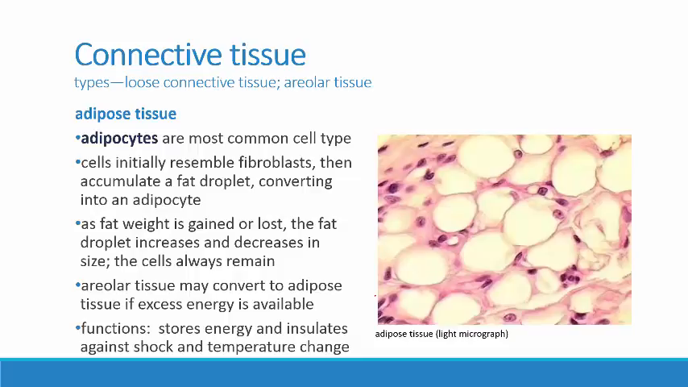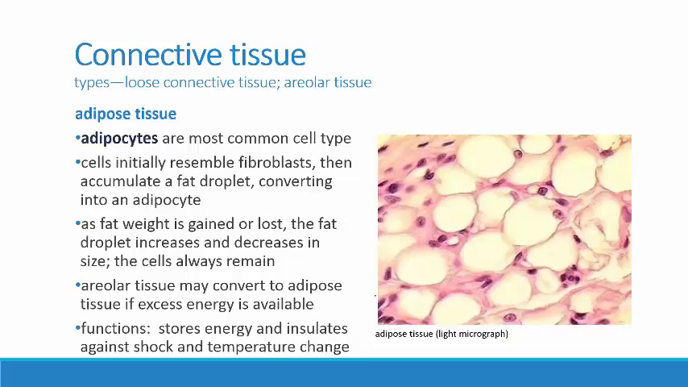You get the point. So areolar tissue can convert into adipose tissue if that excess energy is available. And so we've got sort of an endless supply of these fibroblasts that are eager to take on the role of being an adipocyte. So what is the value of adipose tissue in the body?